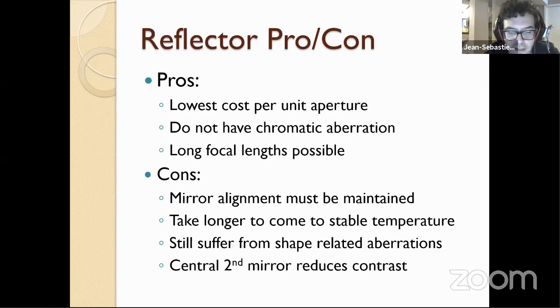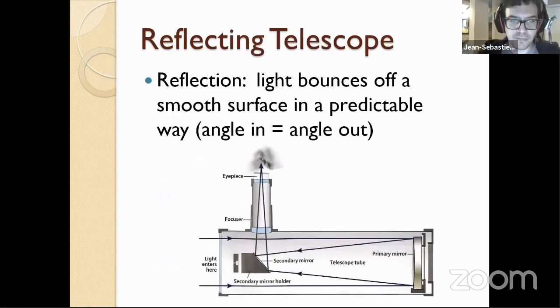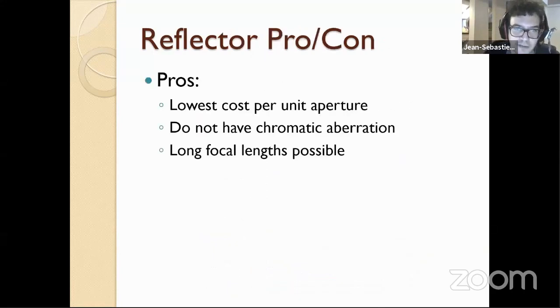You do suffer from shape-related aberrations. Depending on the focal ratio of your telescope, which we talked about earlier, you can get some aberrations, such as coma, for example. That's just stars that don't quite reach focus at the edges of the image. The central secondary mirror reduces contrast. If you remember the previous slide, we had a secondary mirror. The secondary mirror is actually in the way of the light entering the telescope, so it blocks a bit of the light, and that reduces contrast.